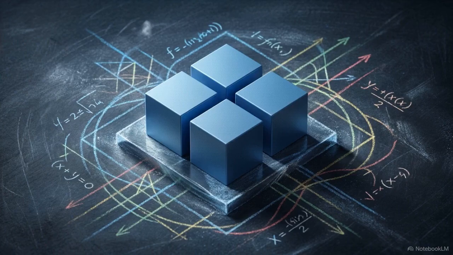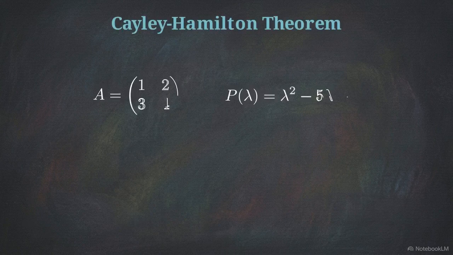This is the Cayley-Hamilton Theorem. It states that every square matrix perfectly satisfies its own characteristic equation. To see it work, we'll start with this 2x2 matrix and its corresponding characteristic polynomial.